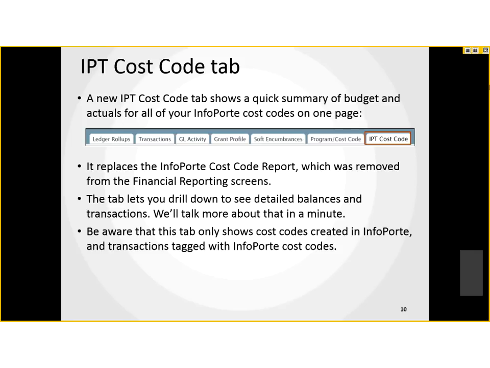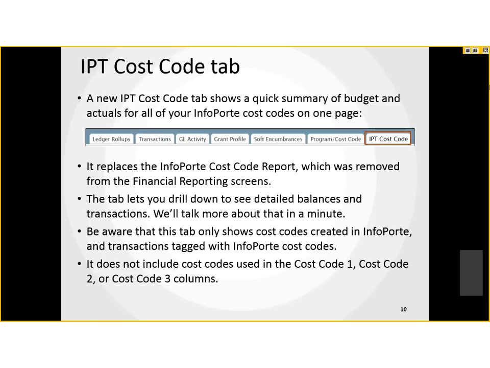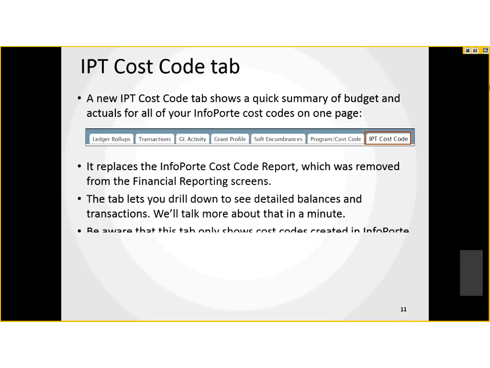One thing that you need to be aware of is that the IPT Cost Code tab only shows reports for cost codes that are created in InfoPorte. This is not for cost codes that you're using in cost code 1, 2, and 3 on Connect Carolina transactions. So you are just reporting on where you use an InfoPorte cost code in the InfoPorte cost code field, where you're tagging a transaction on the InfoPorte cost code field.